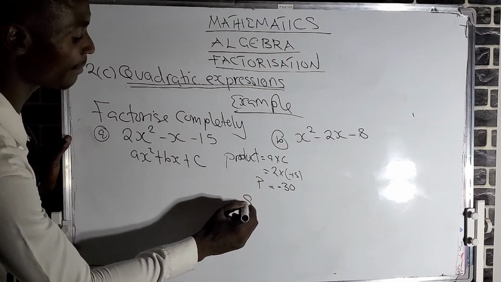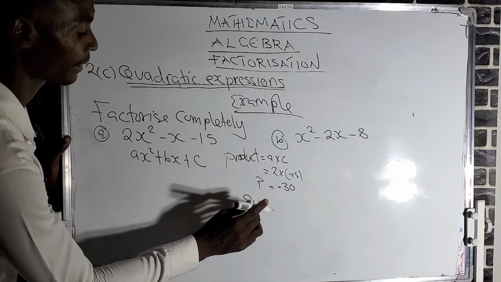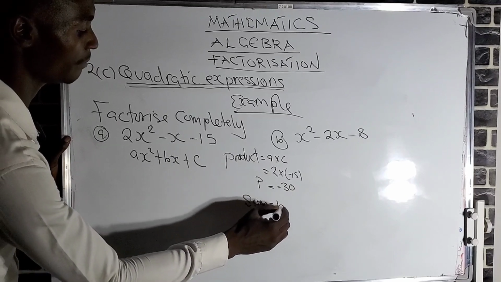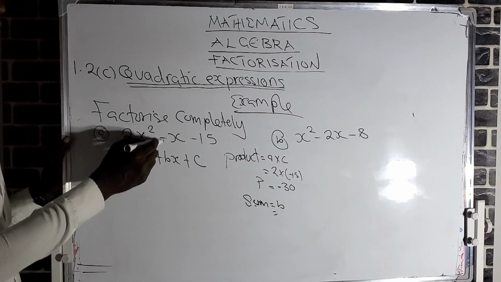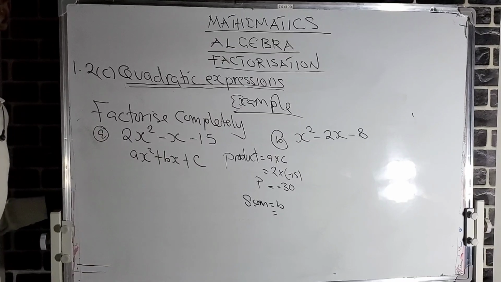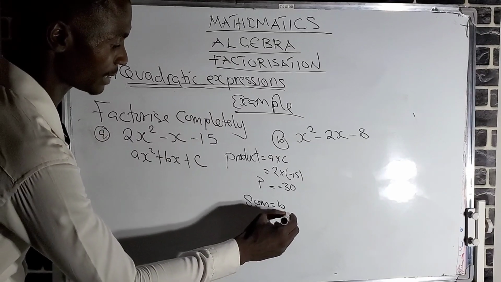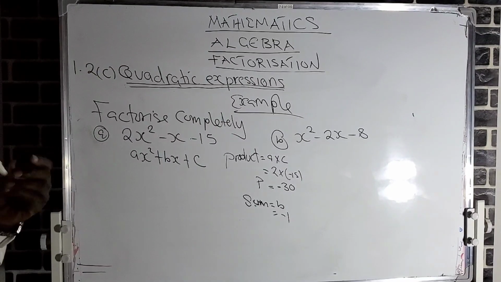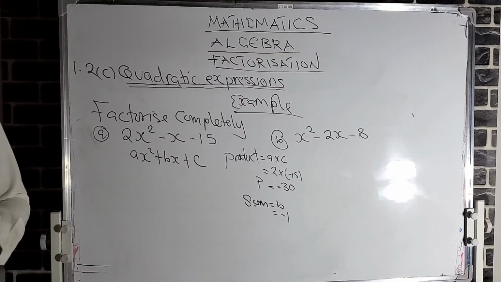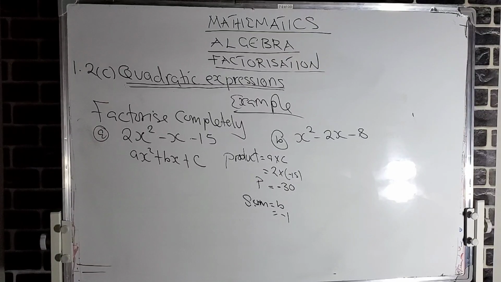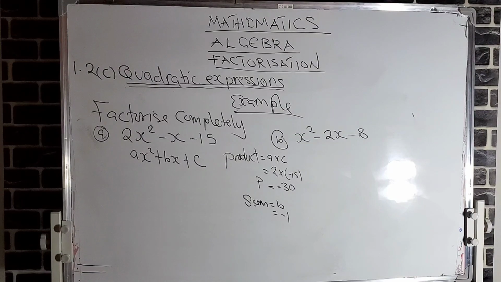Now, the sum is b, right? Now what is b? Negative 1. Very correct. Now, this question becomes interesting. What are the two factors of 30? When you multiply them, they should give you 30. When you add them, it should give you negative 1.